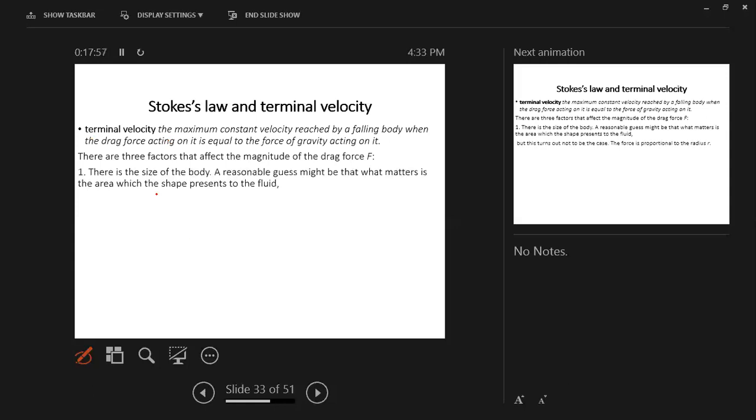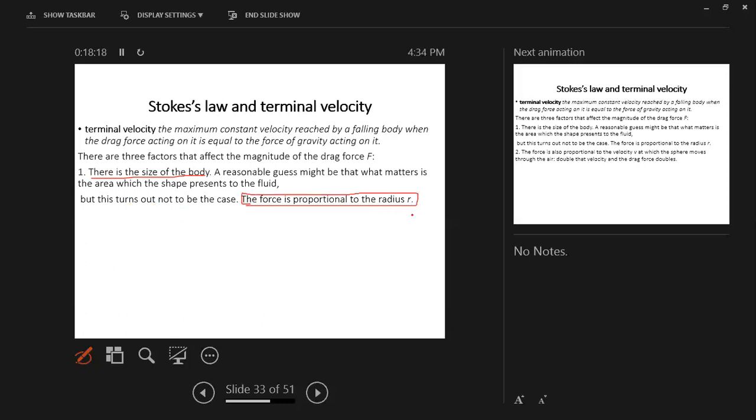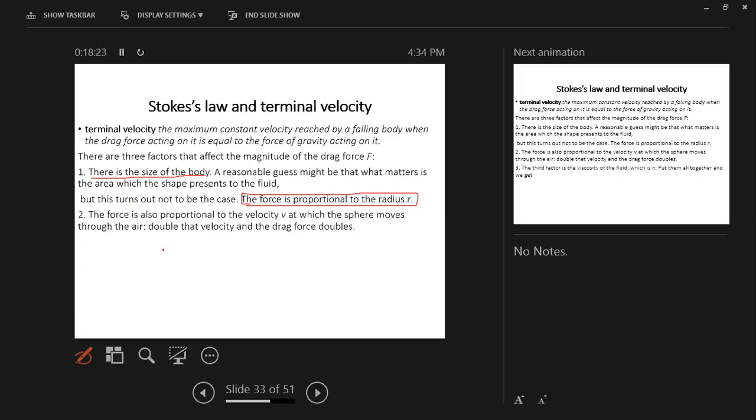So there are 3 factors that affect the magnitude of the drag force. The first one is the size of the body. A reasonable guess might be that what matters is the area which the shape presents to the fluid, but this turns out not to be the case. The force is proportional to the radius, which means the greater the radius, the greater the force. The force is also proportional to the velocity at which the sphere moves through the air. Double velocity means double drag force, and 3 times velocity means 3 times drag force.